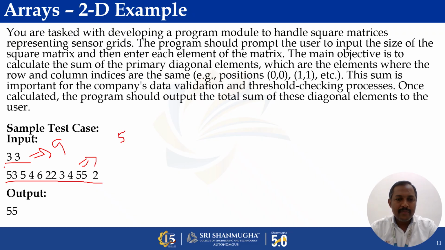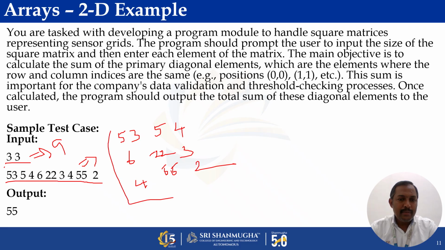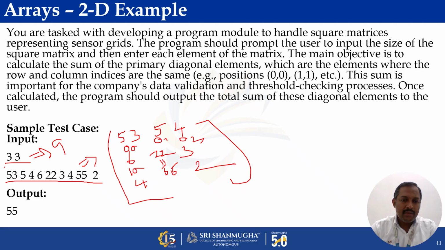First row 53 5 4, the next row 6 22 3, three rows, each row contains 3 elements. Next 4 5 55 2. This is the matrix. You are familiar with this. Within that, what you have to identify: row size and column size are the same. So this is 0 0, 0 1, 0 2, this is 1 0, 1 1, 1 2, next this is 2 0, 2 1, 2 2.